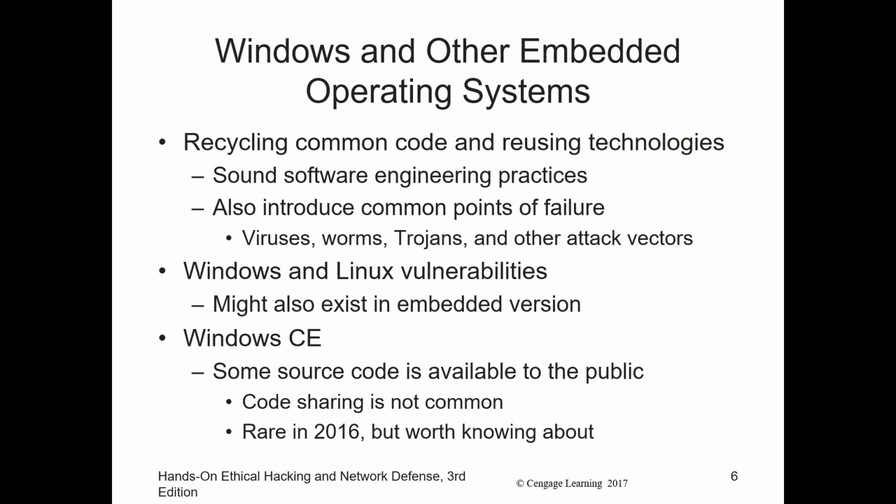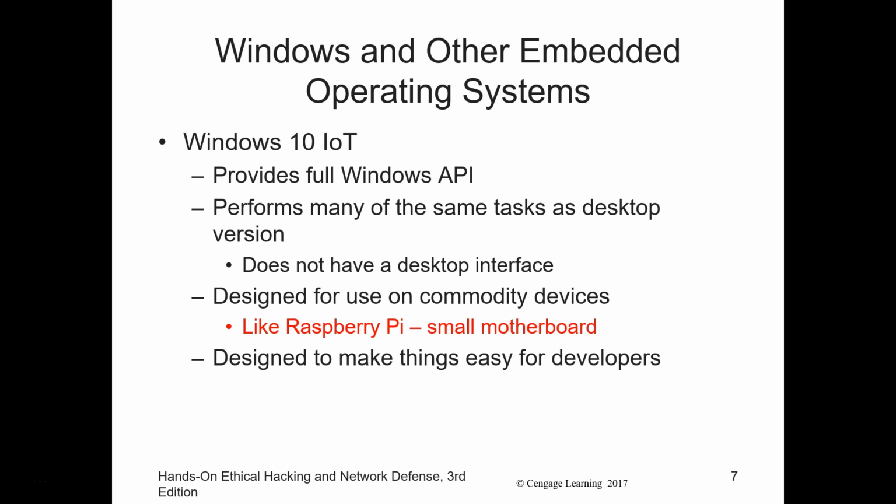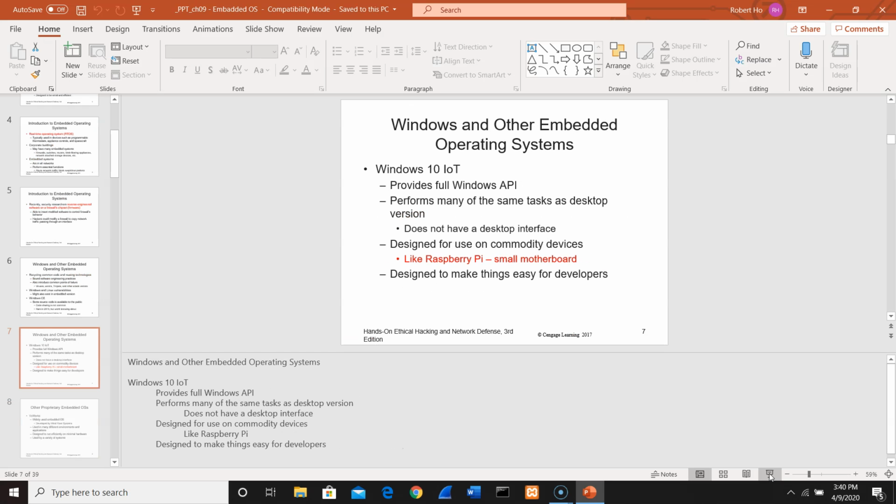Okay, this slide, I think I'm gonna skip that because, all right, Windows 10 IoT devices, right? Windows IoT devices provide the full Windows API, application programming interface. This operating system can perform many of the same tasks as the desktop version. I do not know if many of you have heard about Raspberry Pi. This is basically a small motherboard, right? It's designed to make things easy for developers.